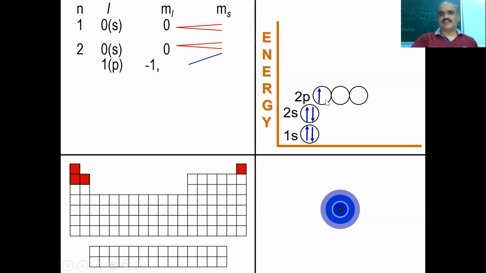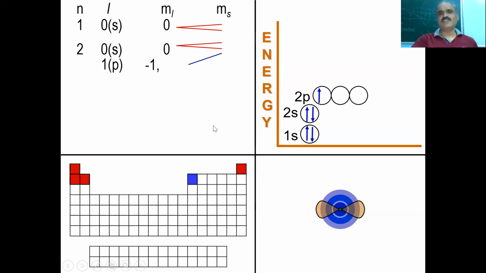And for this one electron, if the atomic number is 5, there are 5 electrons: 1s2, 2s2, and 2p1. So the electronic configuration goes like this, and on the table, that element will be here, because the last electron has entered the p subshell. So this is a p block element. This concept is also clear here.